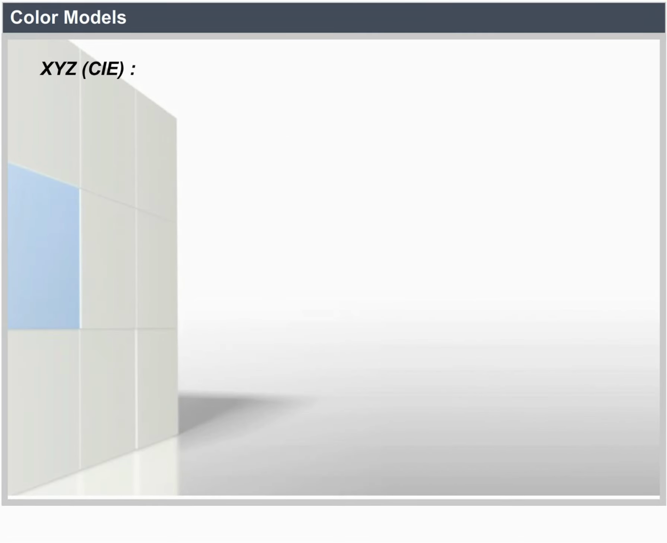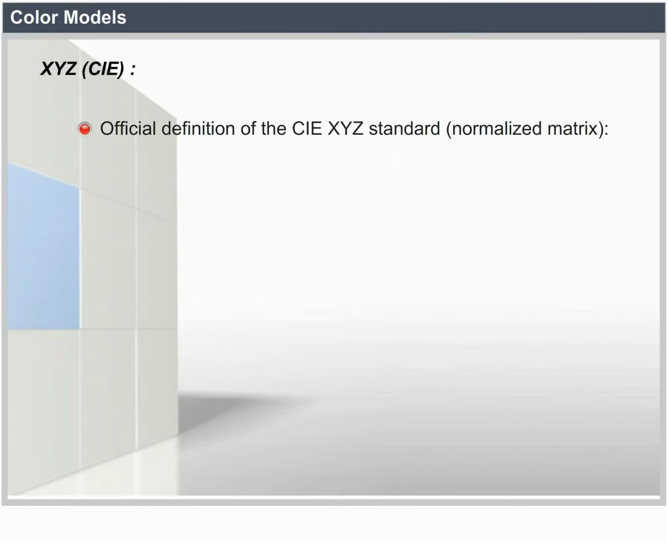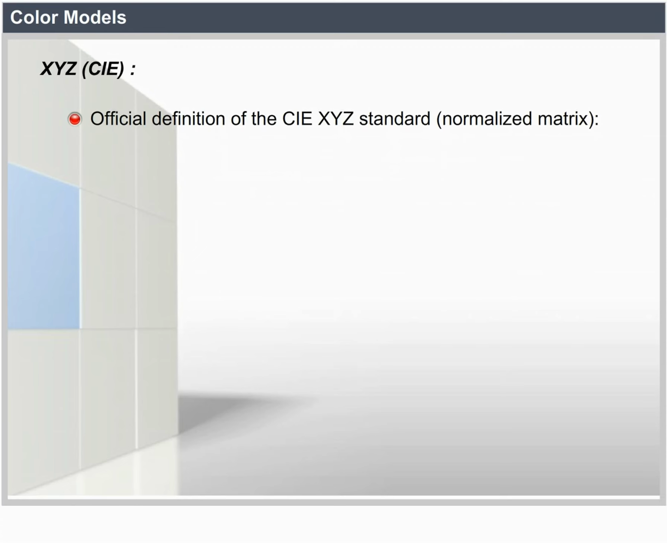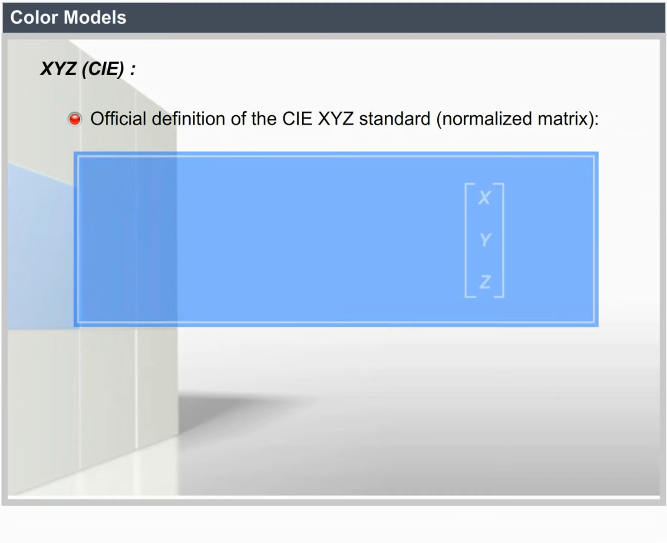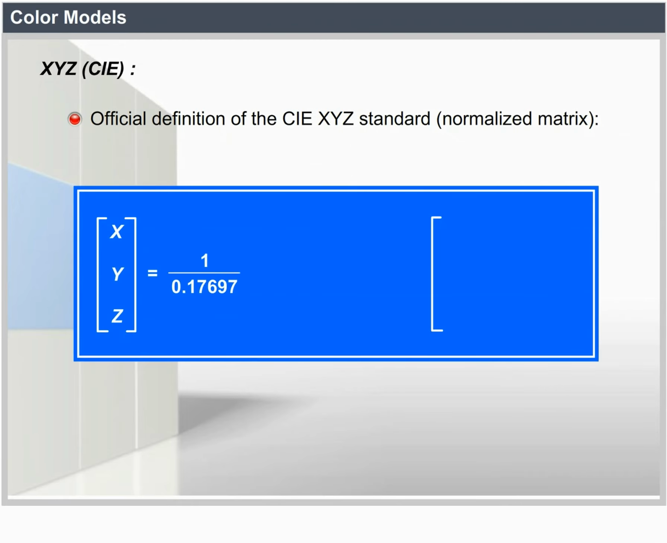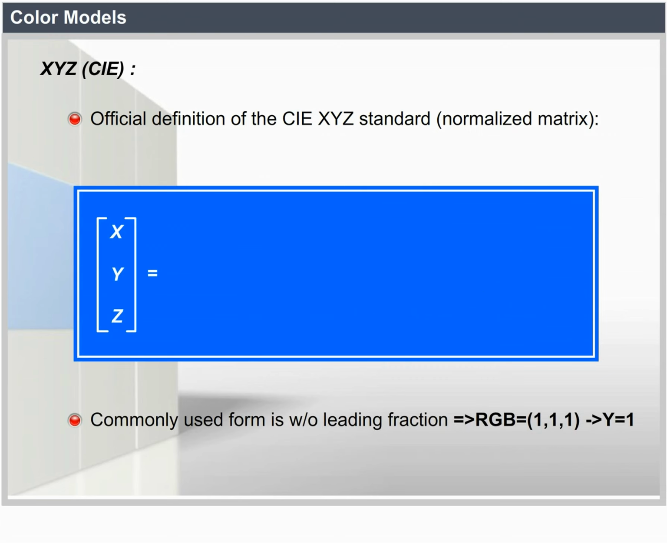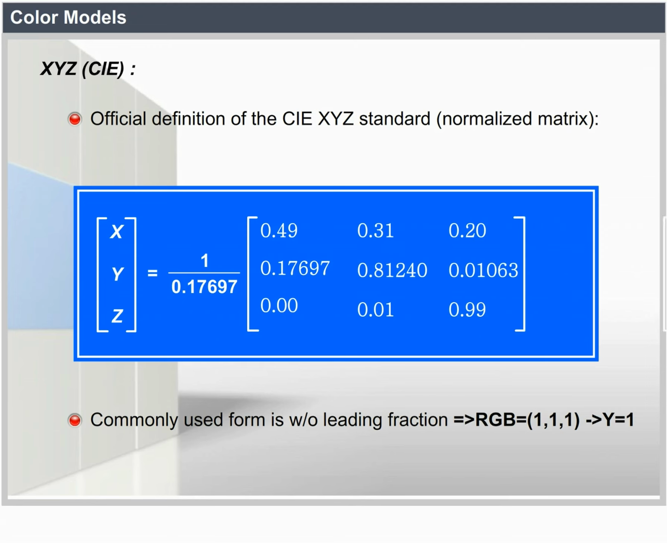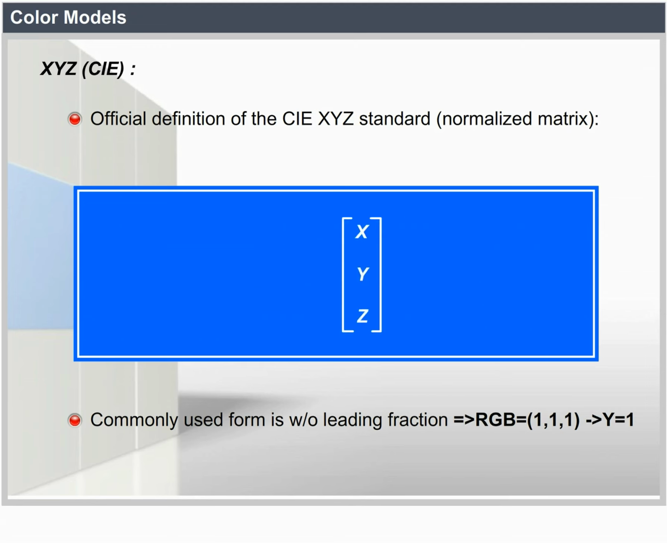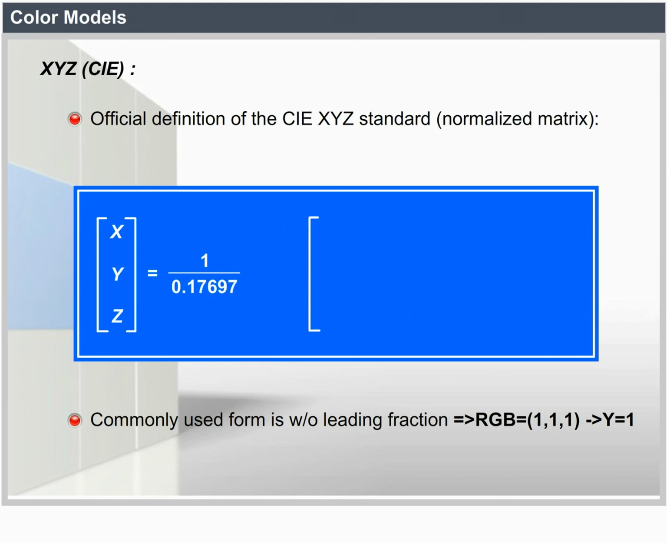XYZ. CIE. Official definition of the CIE XYZ standard, a normalized matrix, is as shown on the screen. Commonly used form: W by O leading fraction, RGB equals 1, 1, 1 leads to Y equals 1.